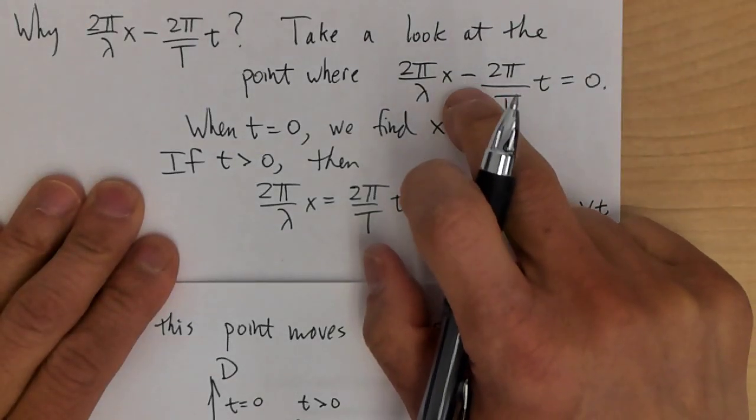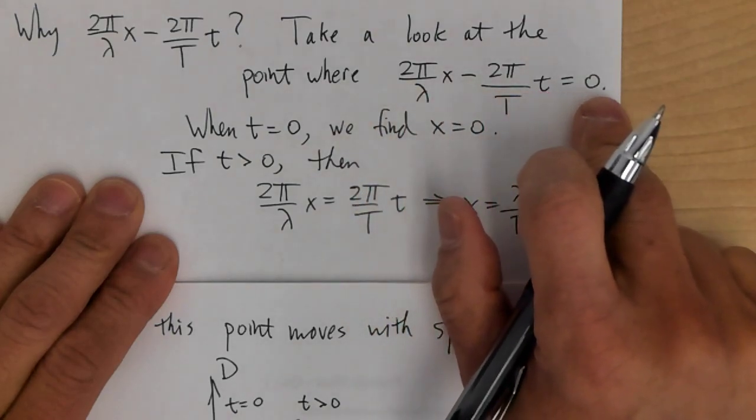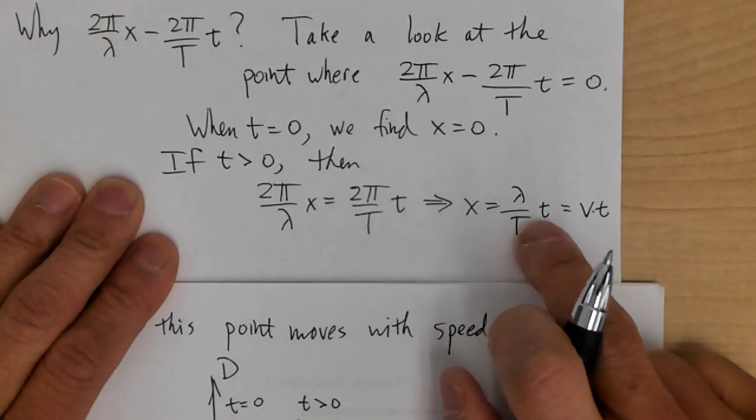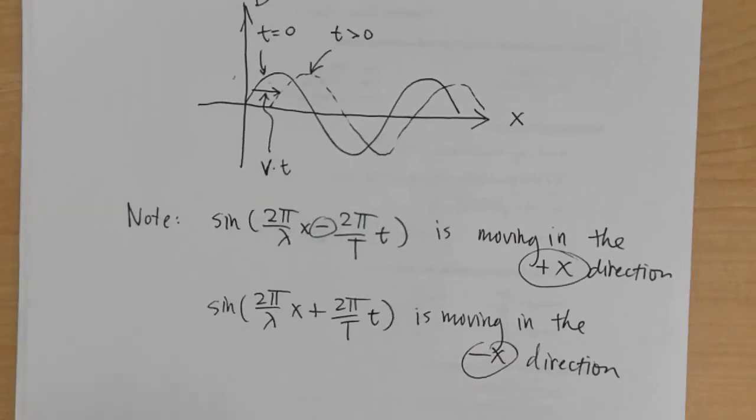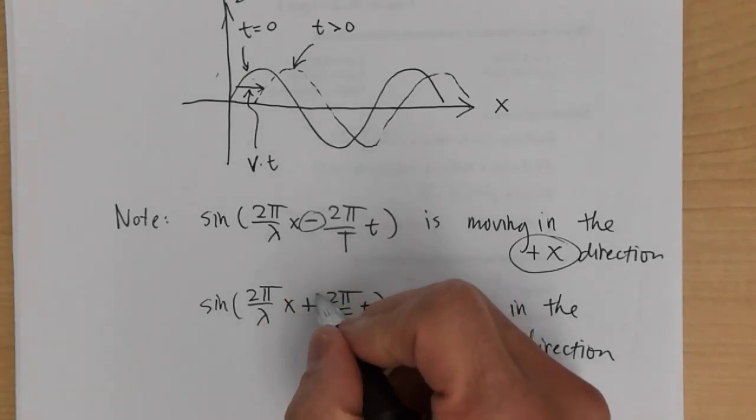And the argument was exactly what I've written down here. With this minus sign in here, when I solve for the position of x for t greater than 0, I get a positive value of x. So that's why the minus sign goes with a positive x motion, and the plus sign here goes with a negative x motion.